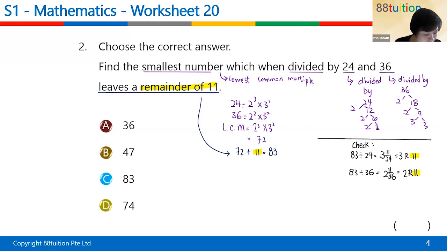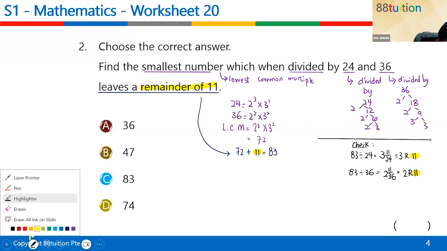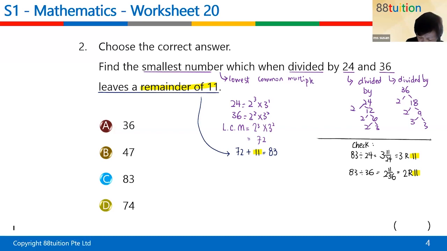Okay, so what is my option? I need to write down my option also. So this option is 83 here. So option C. All right. Can I go to the next question now?